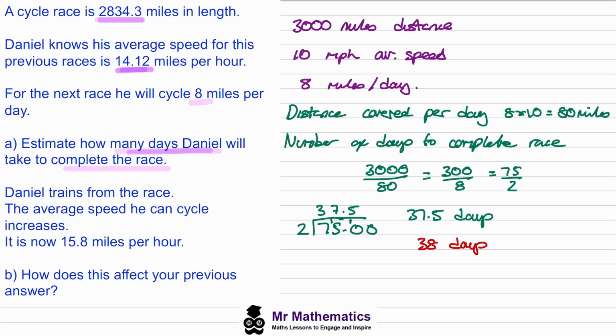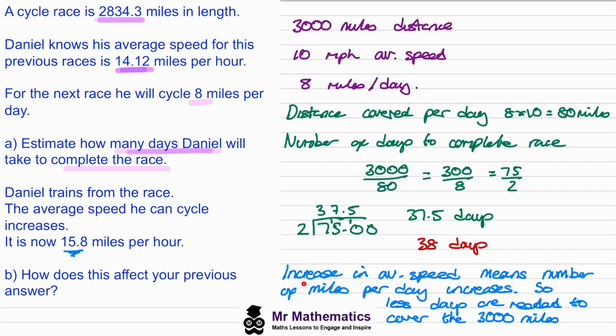And then for part B, we're told that the average speed has now increased to 15.8 miles per hour. So this means the total distance covered per day would have increased. So because you're covering more miles per day, the number of days needed will be less. So we'll say the increase in average speed means the number of miles per day increases, so fewer days are needed to cover the 3,000 miles.